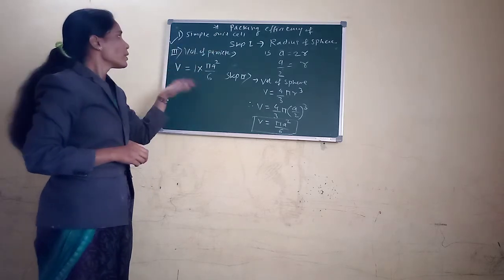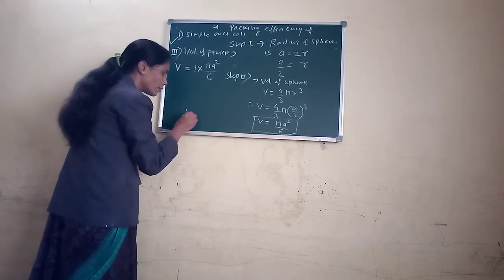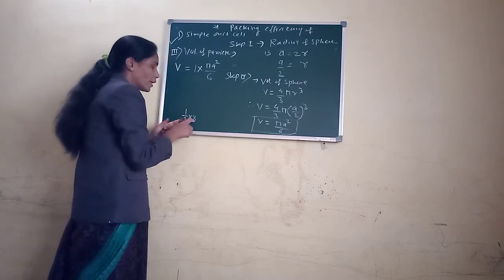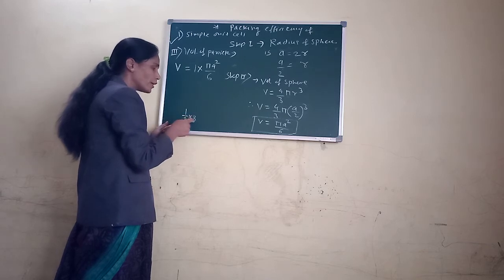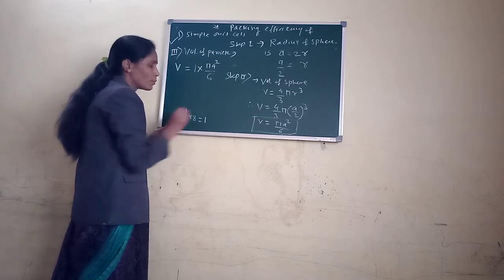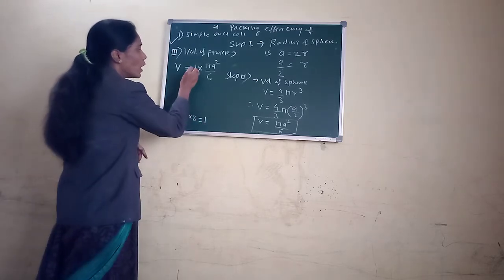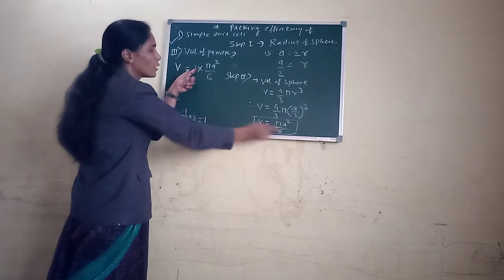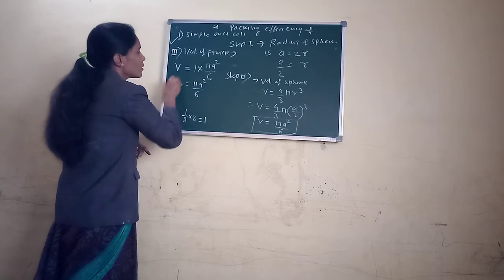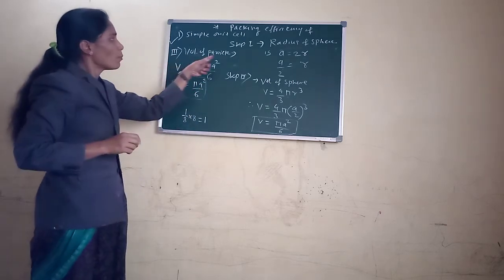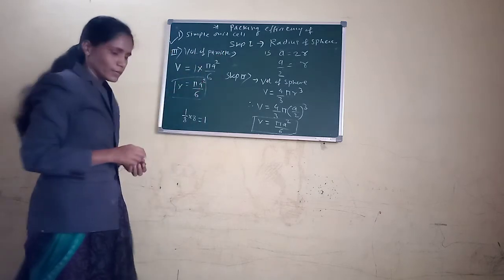The number of particles present in the simple unit cell is 1, because 1 upon 8 into 8 corners, each position acquires 1 upon 8. Therefore, in simple unit cell, the number of particles is 1. Therefore, 1 into volume of one sphere is equal to pi a cube upon 6. This is the same formula for volume of particle, because in simple unit cell only one particle is present.